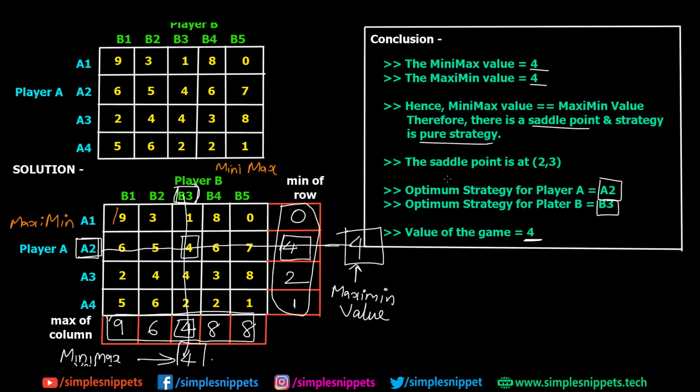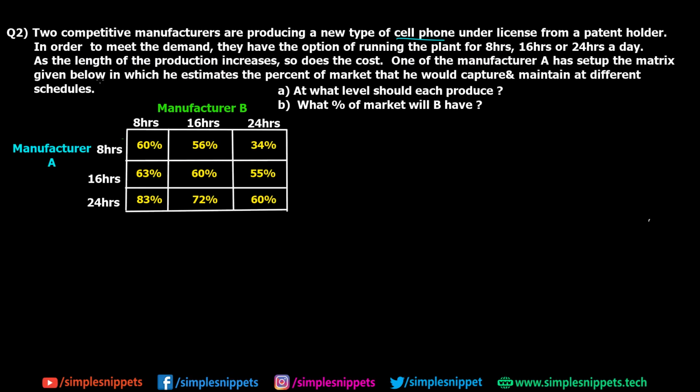And this was question number 1. Now let's move on to question number 2. So the question number 2 is a word problem, but then once you find out the payoff matrix, then the solving or the procedure is the same. So let's read the question.